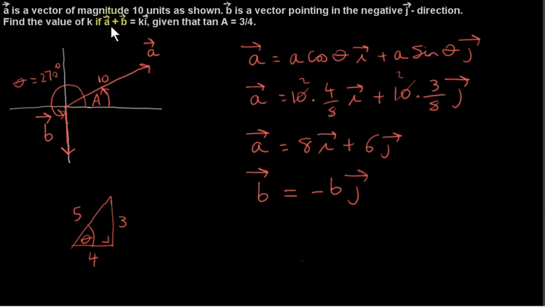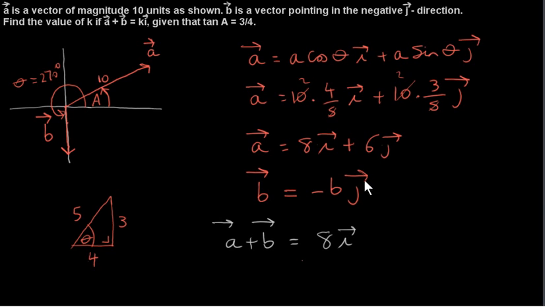Now, we see that the sum of the vectors a plus b has got to equal k times i. Well, let's get a plus b. How do we do that? Well, we add the i components of the two vectors. The i component of this vector is 8i, and we add it onto the i component of this vector. Well, there is none. So we're finished with the i component.